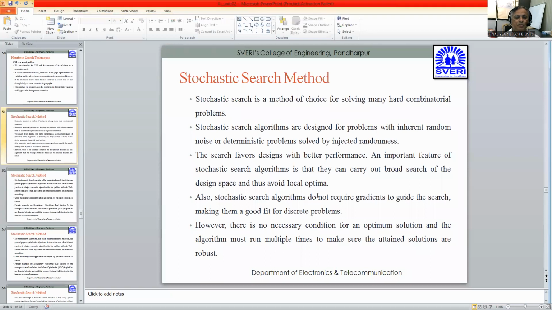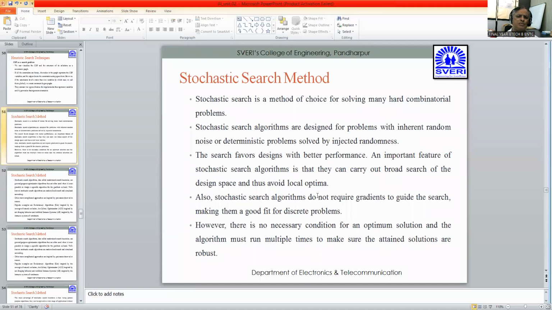So obviously it will be executed multiple times in order to achieve a better solution. And it is also called a robust method. Why robust? Because even if you run it for a longer time, it will not have any kind of negative effect on the results. It will try to give better attained solutions in order to ensure that you attain a solution.